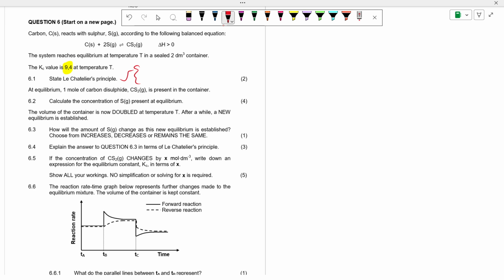And then they say at equilibrium 1 mole of carbon disulfide, CS2, which is the only product, is present in the container. Calculate the concentration of sulfur present at equilibrium. What do you think you need to do for this? This is the easy one. It's not the complicated one.